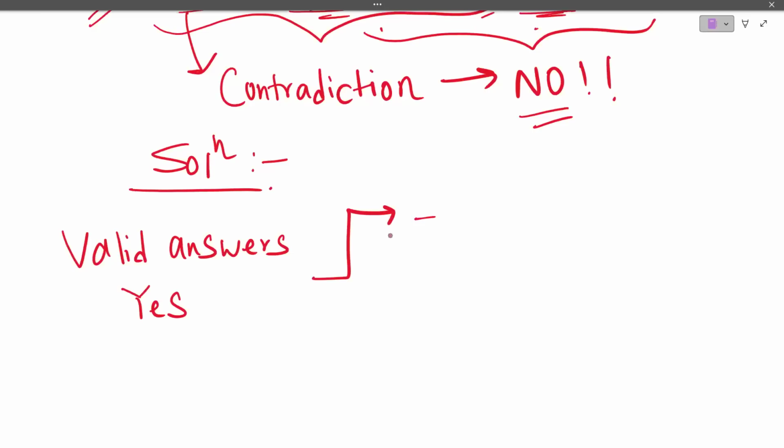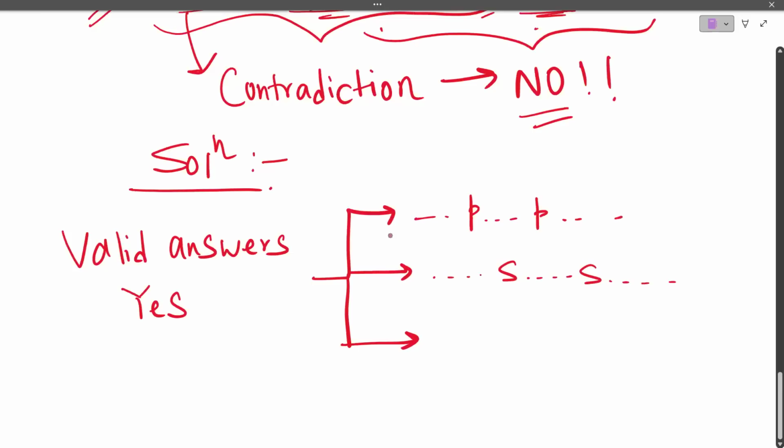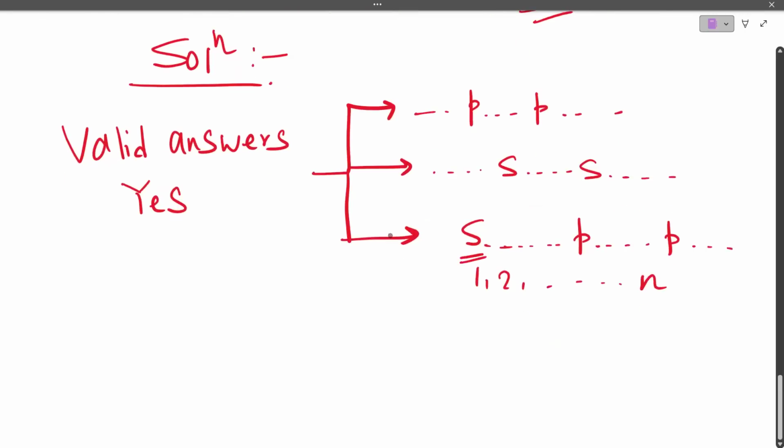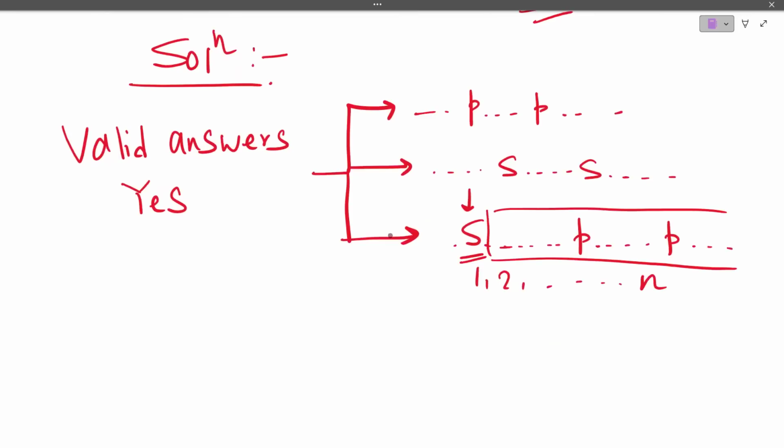The first type is a pure string of p. We have already discussed why this is valid. The second is a pure string of s. We have also discussed why this is valid. The third valid case is that you have one s and then all the remaining are p. Note that this is valid because you can always have a permutation like 1, 2, dot dot n to satisfy all the p conditions, and the s condition necessarily gets satisfied because 1 to n is itself a valid permutation. So you have exactly one s, and the rest of the string is completely comprised of p. So in this case also we return yes.